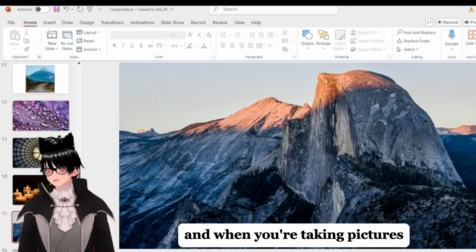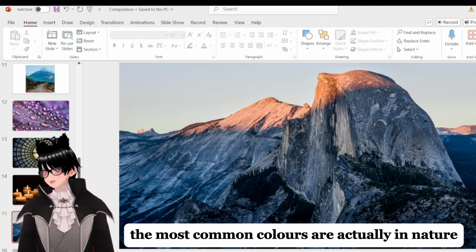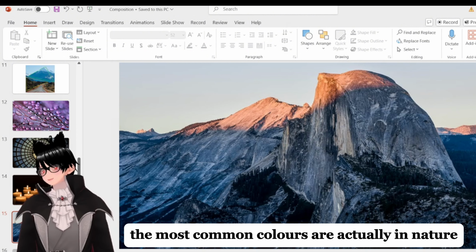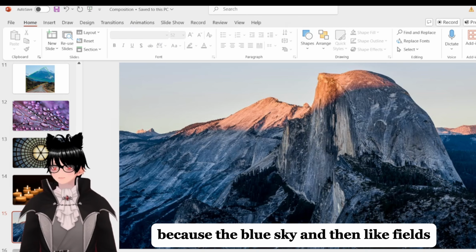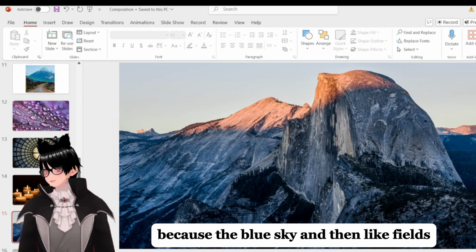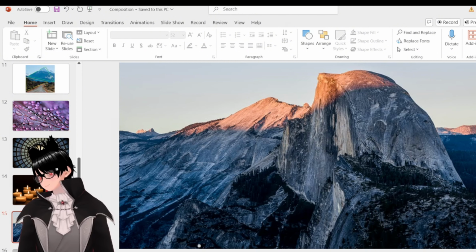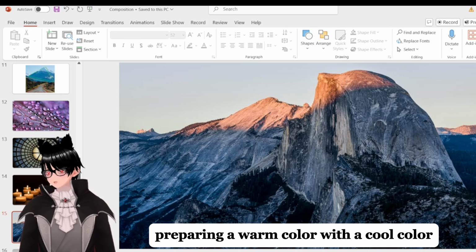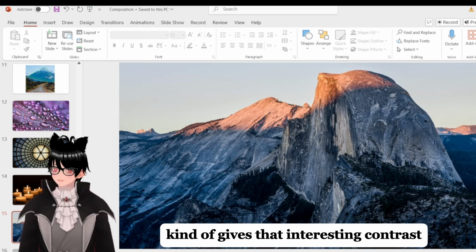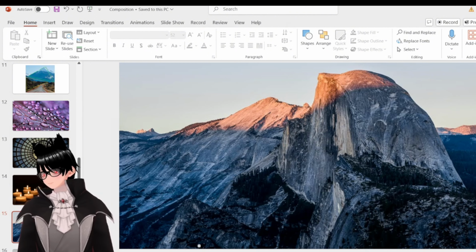When you're taking pictures, you can think about the fact that the most common colors in nature are blue and green, because of the blue sky and then fields. As you can see with this, pairing a warm color with a cool color gives that interesting contrast.